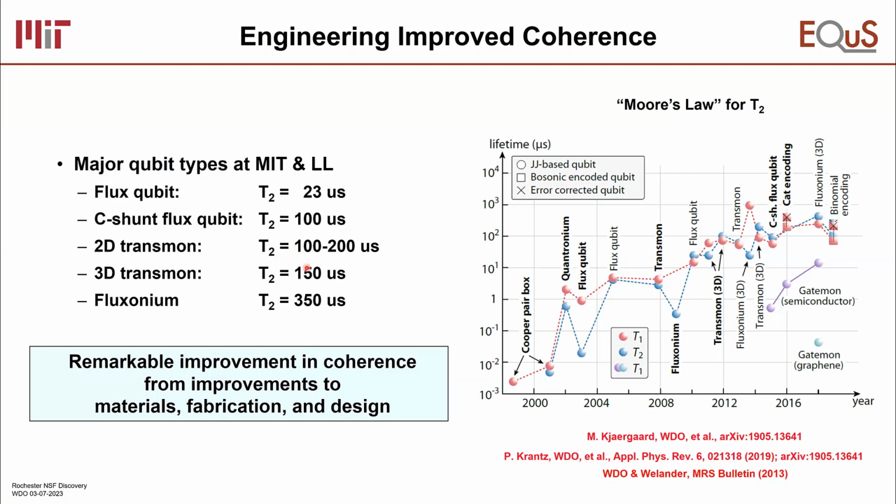Here are some typical numbers for T2, which is the coherence time, the lifetime on the equator. Some flux qubits are at 100 microseconds, 2D transmons are at hundreds of microseconds now, and we've seen as high as 500 microseconds. 3D transmons, we're not really doing those anymore. That's a qubit that's stuck inside a large 3D resonator, but in 2014, we had 150 microseconds. We have fluxonium now that's got a T2 of around 350 microseconds. These improvements in coherence have been made by groups worldwide, and they result from improvements to materials, fabrication, and design, a combination of all three, in incremental steps.